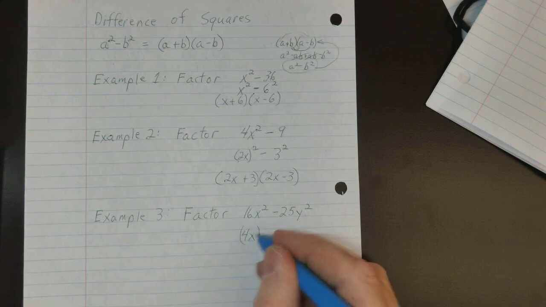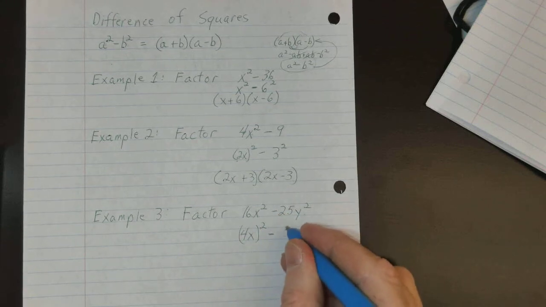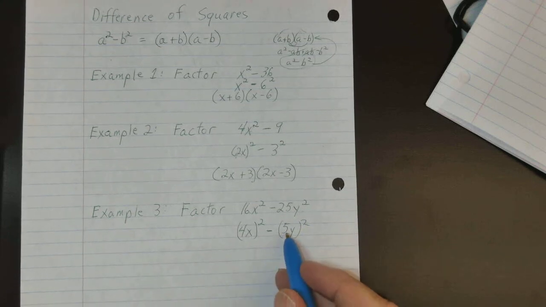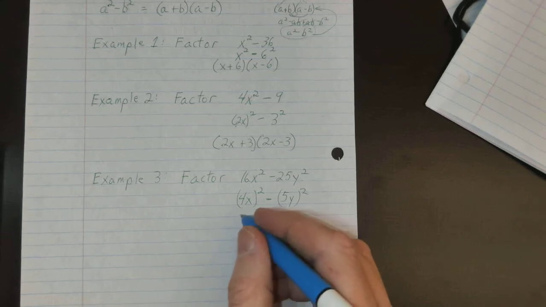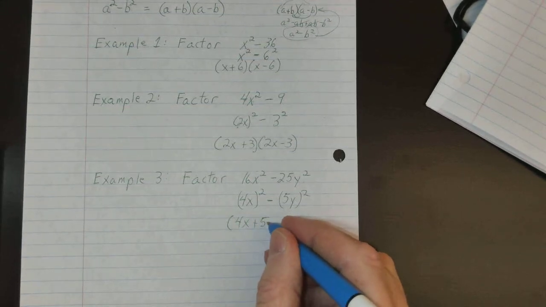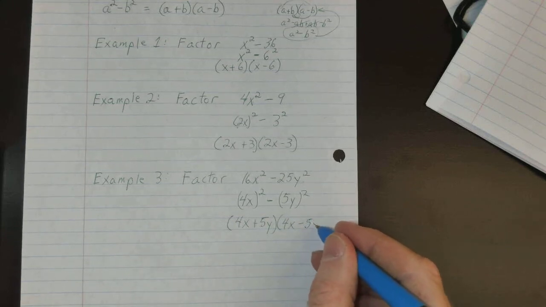4x squared is 16x squared, and 5y, if we were to square that, would be 25y squared. So I'm going to go 4x plus 5y times 4x minus 5y.